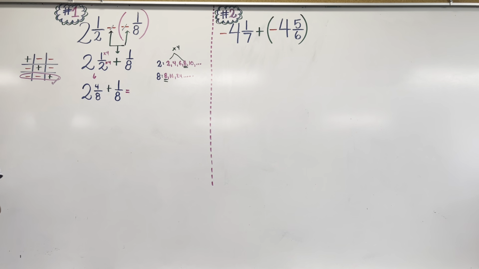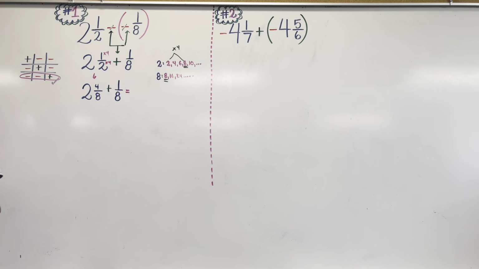Now, let's go to the second problem, guys, which is negative 4 and 1/7 plus, in parentheses, negative 4 and 5/6. Okay, so the first thing I want to find out, guys, is what does it mean to add a negative?